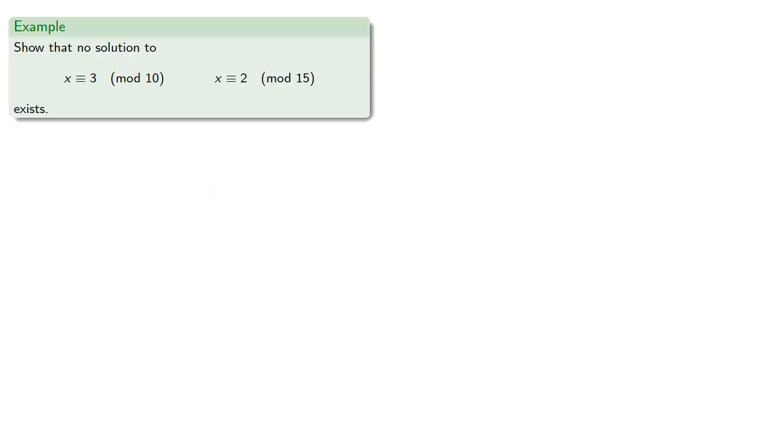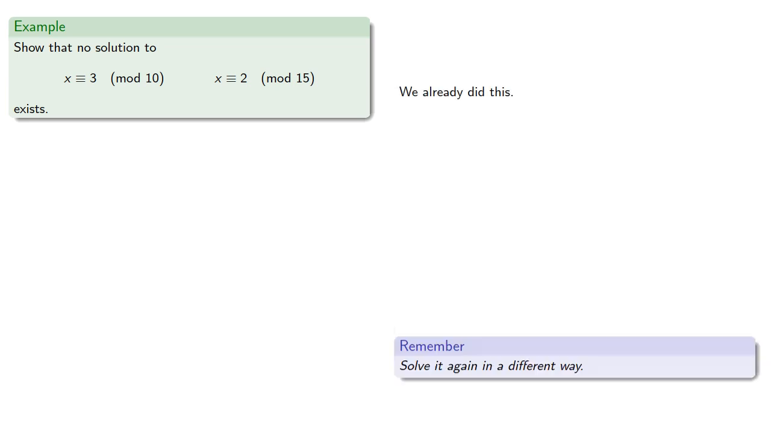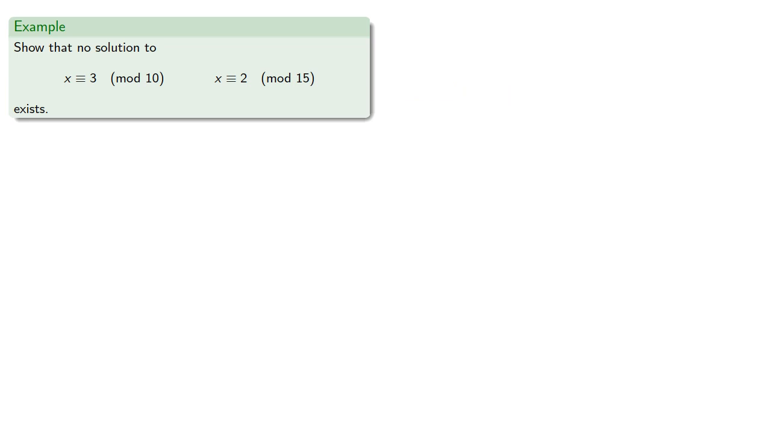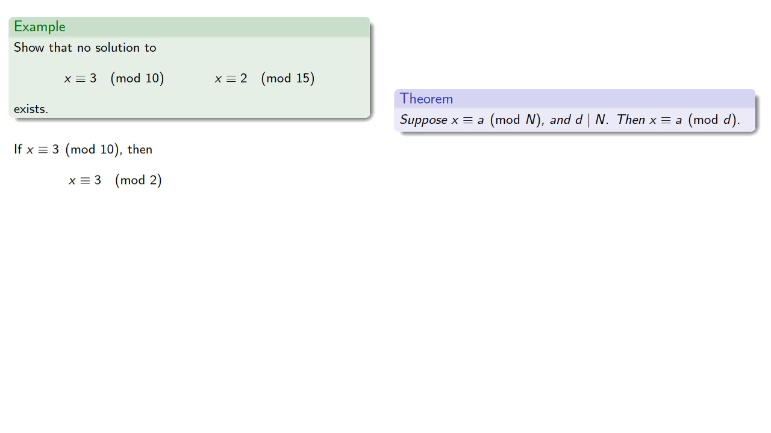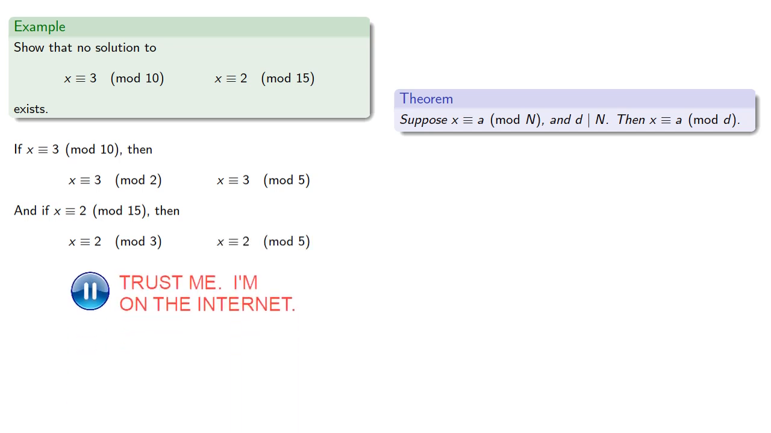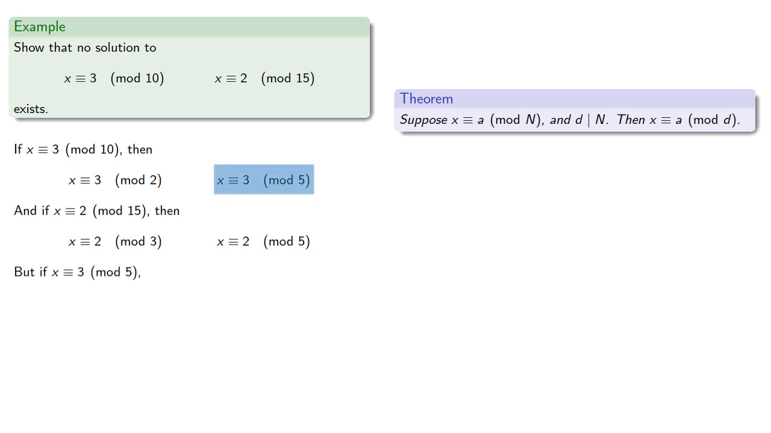So let's go back to the first case where we know that no solution exists. Well, we already did that, but let's solve it in a different way. So if x is congruent to 3 mod 10, then our theorem says that x is congruent to 3 mod 2, and also x is congruent to 3 mod 5. If x is congruent to 2 mod 15, then our theorem says that x is congruent to 2 mod 3 and 2 mod 5. But if x is congruent to 3 mod 5, then x can't be congruent to 2 mod 5. And so if we solve the first congruence, we can't solve the second.